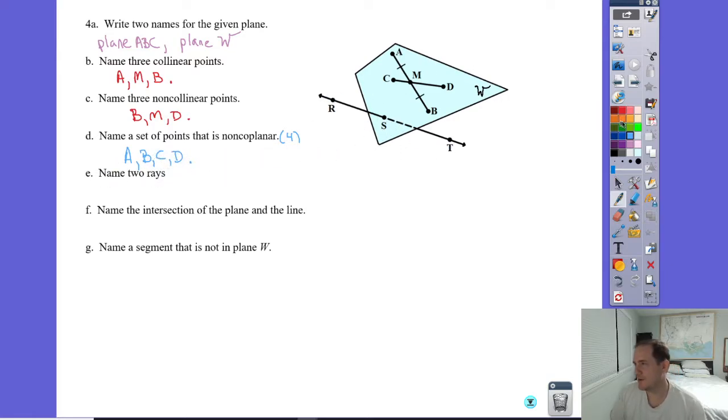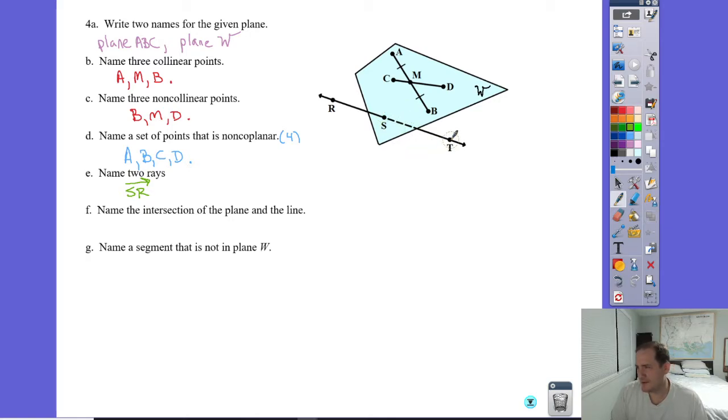Now it says name 2 rays. So to find 2 rays, well, I could start at S and go through R. So SR seems like a great little ray. And then I could start at S and go through T, or I could start at R and pass through T. And I could even start at T and go through R. Because remember, SR is that kind of short ray that starts at S. But if I start at T and go through R, that is naming a completely different ray.